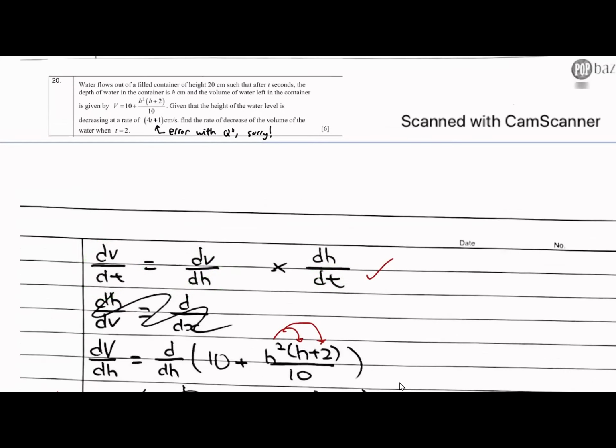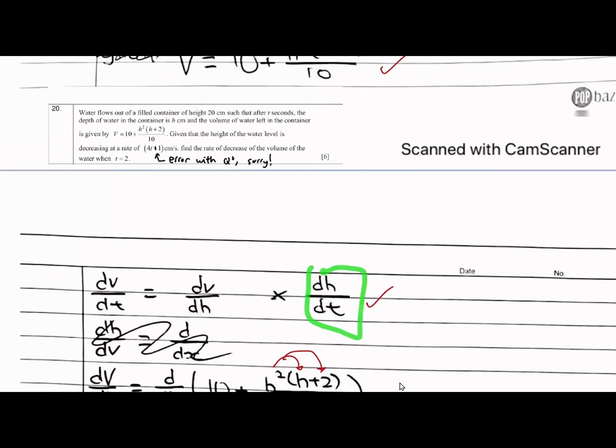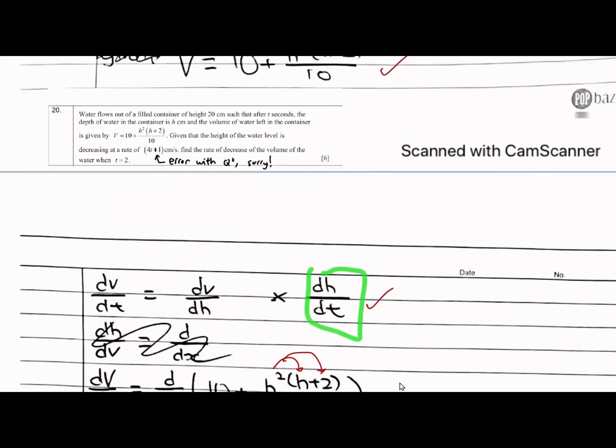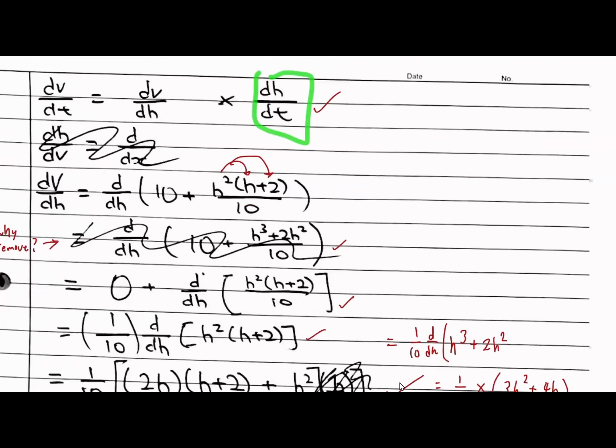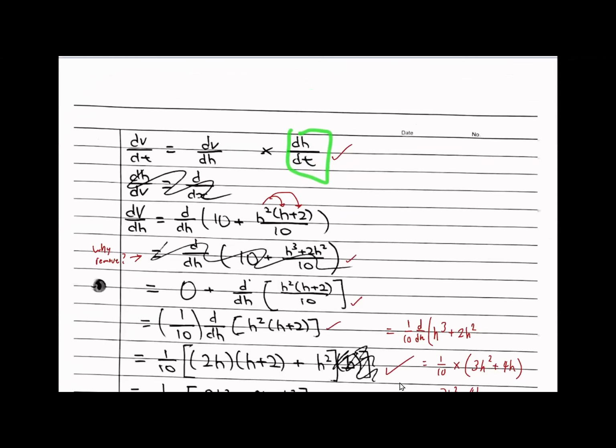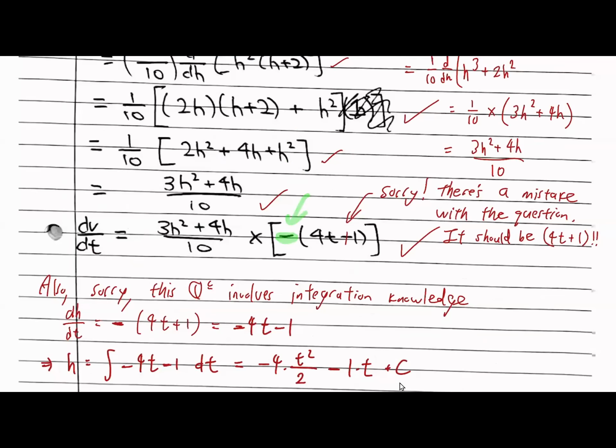Why? Because for dh by dt, we have the value. It is a formula, 4t plus 1. And because it's decreasing, you have to put a negative sign. Then now you have the problem. Here is in terms of h, here is in terms of t. Then how to proceed?